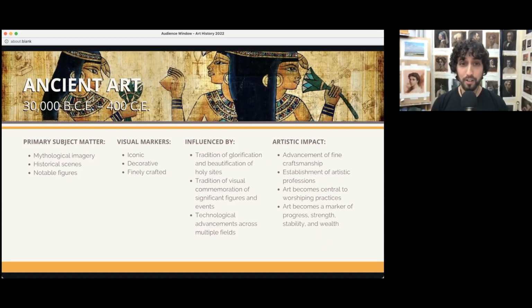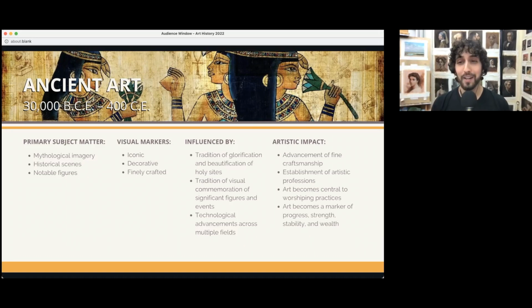And the visual markers are also pretty similar. We're talking about iconic. Again, this thing doesn't necessarily look like Pharaoh, but it is Pharaoh, right? Or it is Anubis or whoever it is that we're describing. Non-illusionistic, but symbolizes and looks enough like what we're trying to express that it's coherent, right? Decorative, very beautiful, and finely crafted.